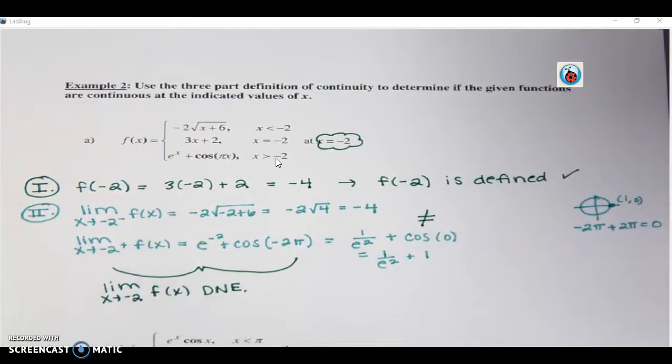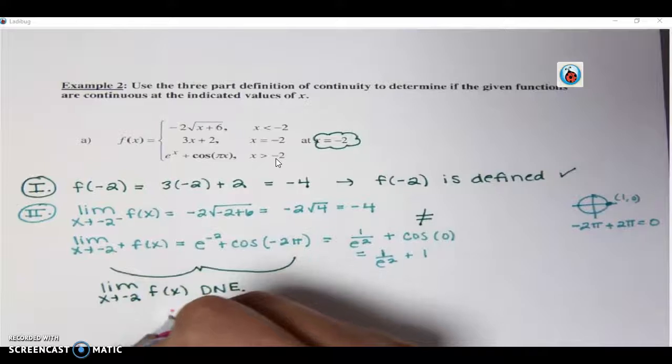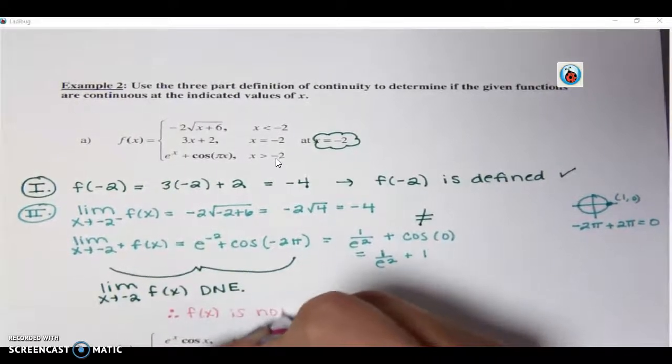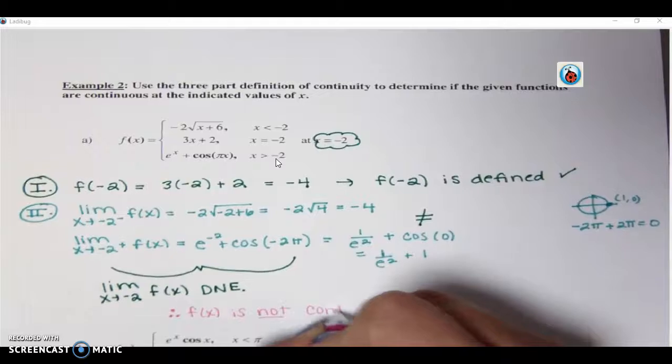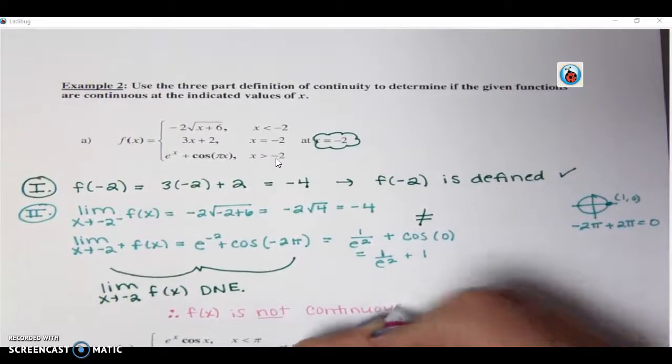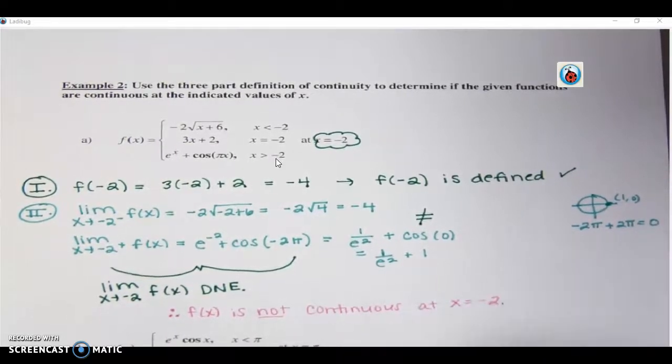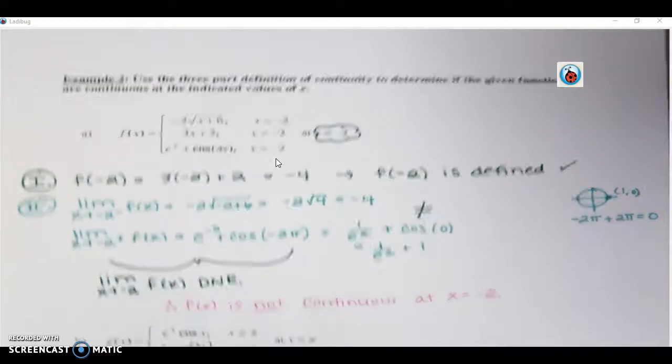So remember, if that happens, you can stop because step 2 didn't work, and we can say, therefore, f of x is not continuous at x equals -2. Okay, so we made sure it was defined, but then when we did step 2 with the limits, the left and the right weren't the same, so it didn't exist.